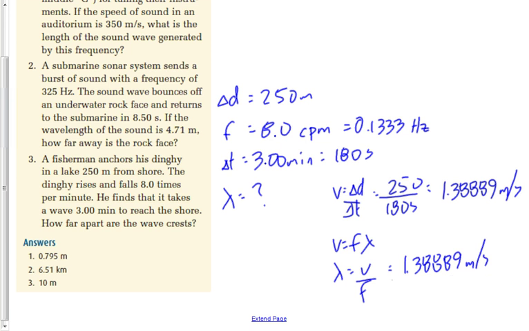And divided by the frequency of 0.1333. Do that math, and we end up getting 10 point something, right? But rounded to 2 digits, which is where we want to be there, we get 10 meters. Good?